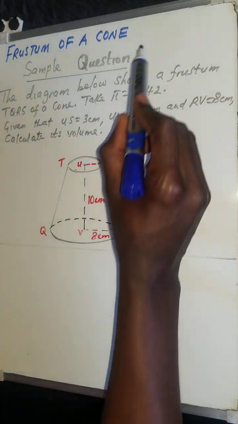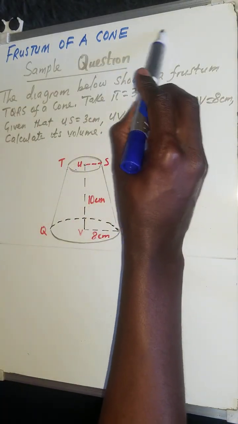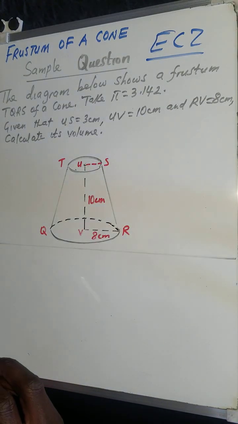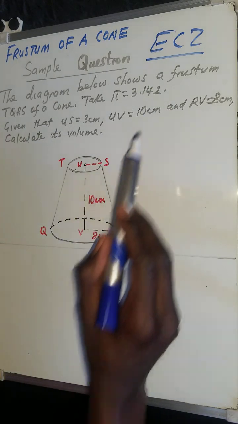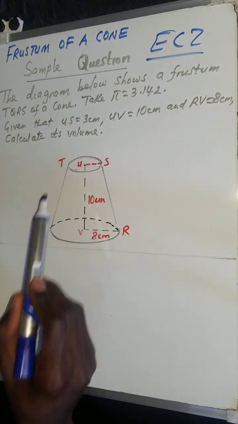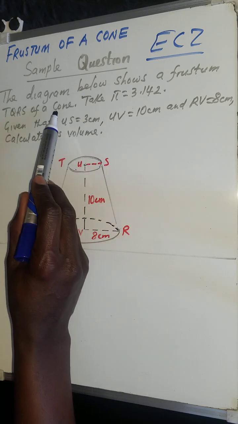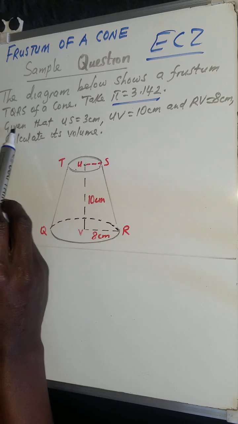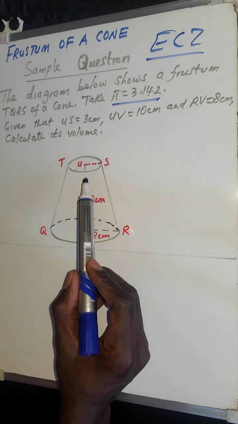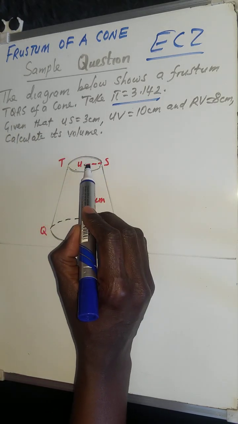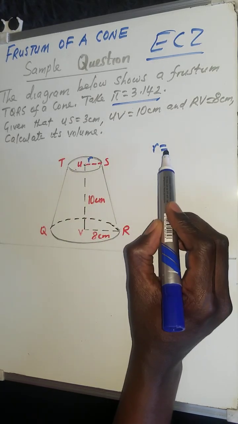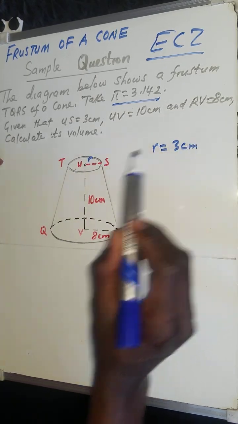This sample question, coming from an ECZ exam, the Examination Council of Zambia, says the diagram below shows a frustum TQRS of a cone. Take pi to be 3.142. Given that US, meaning the radius of the smaller circle on top, let me call it small r, is 3 centimeters.